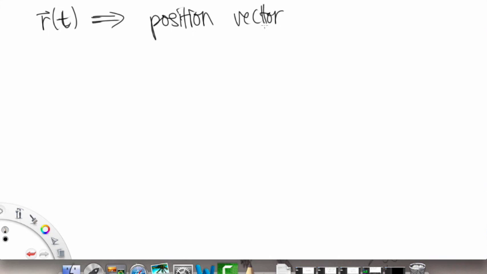First of all, the r of t that you see, this path, is thought of as the position vector. This tells you where something is at a certain time. And then r prime of t, which could also be thought of as v of t, is your velocity vector.